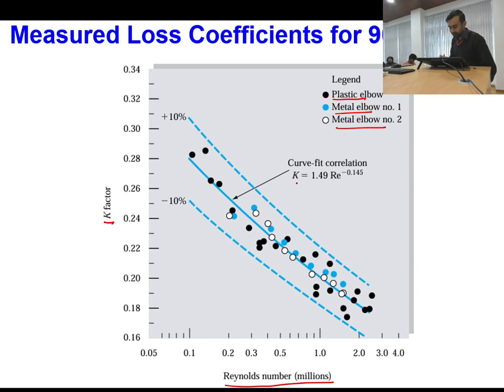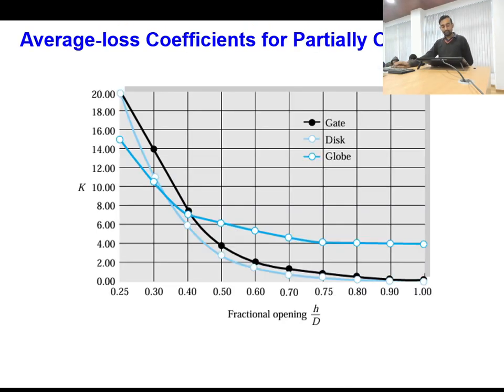Though you can fit a power law relation over here, that K is equal to 1.49 into Reynolds number to the power minus 0.145, it is not perfectly fitting because you have significant scatter of data about this universal curve, and you can see the range of error associated is about plus minus 10%. Typically, all these loss coefficient curves which I am showing over here are applicable for a 90 degree elbow. Then similarly, you can see the average loss coefficient for partial opening of the valve.